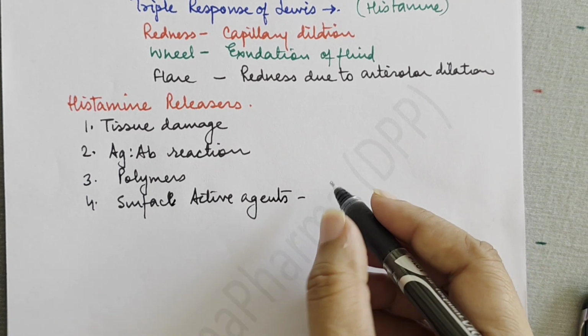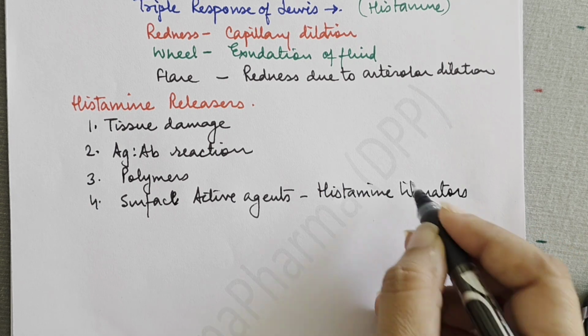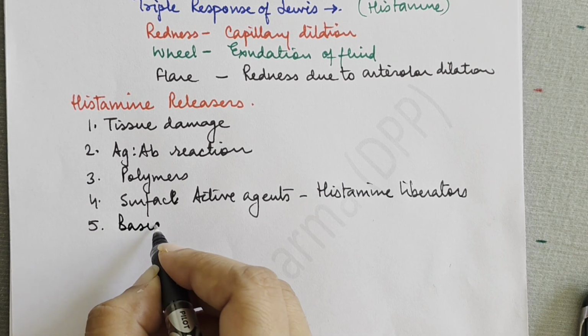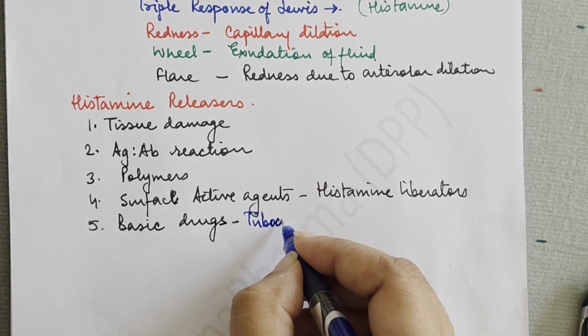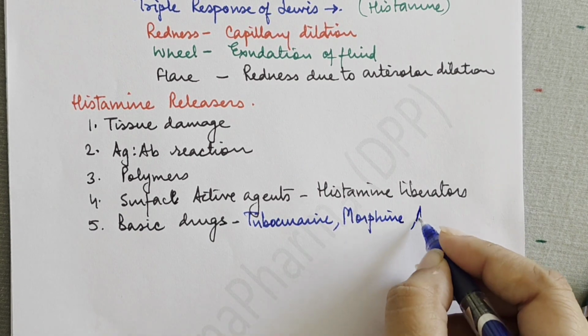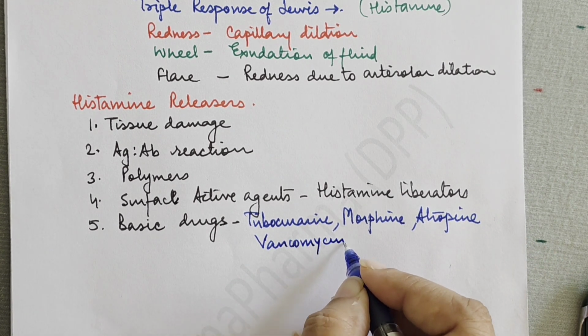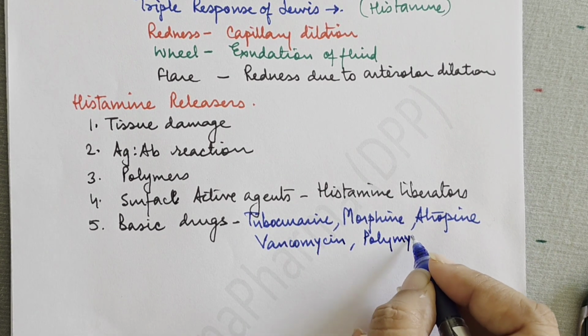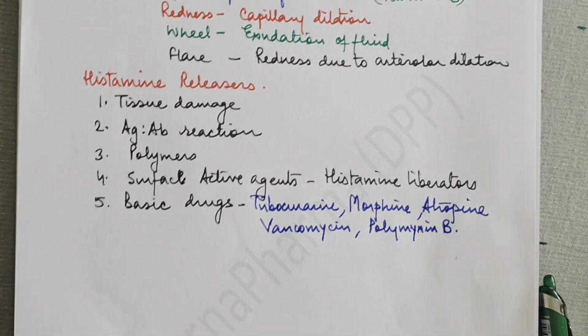They're also called histamine liberators. And then we have some basic drugs. I'll write the names of drugs here because they can be asked in a question. That is tubocurarine, morphine, atropine, vancomycin, and polymyxin, right? So these are some drugs which can result in release of histamine, and they are called histamine releasers or histamine liberators.